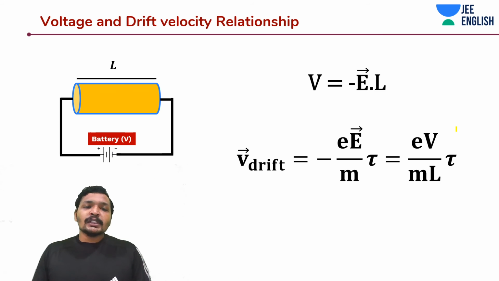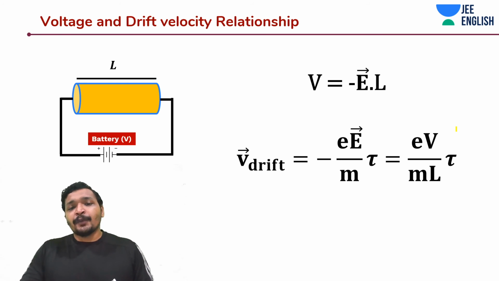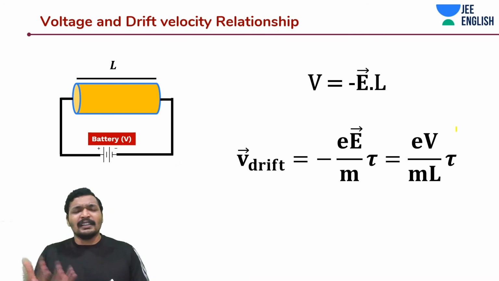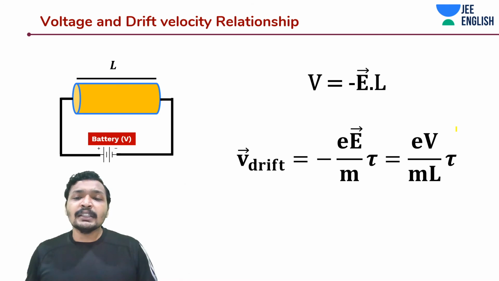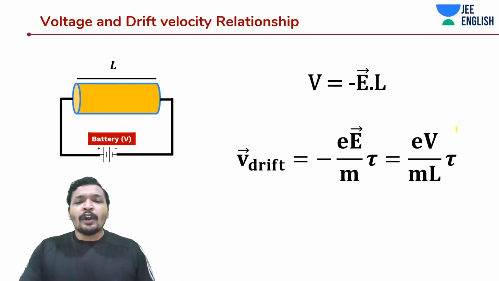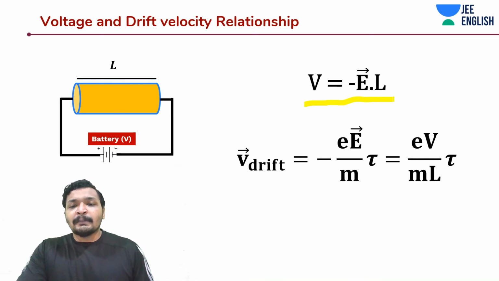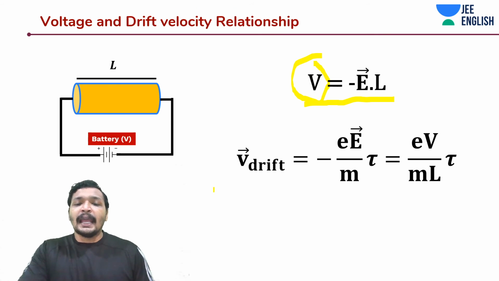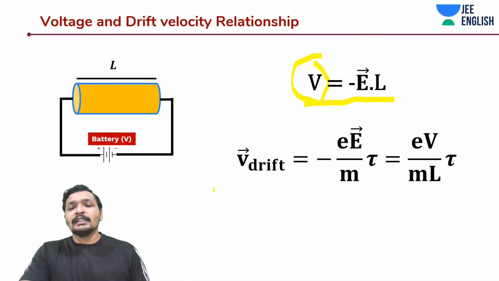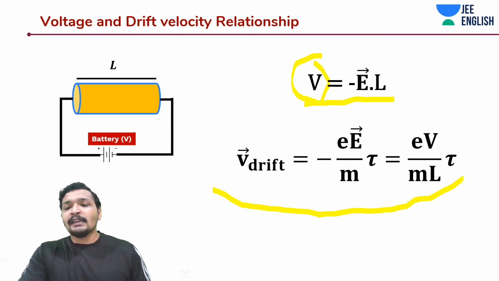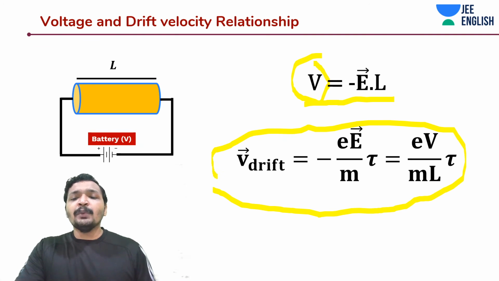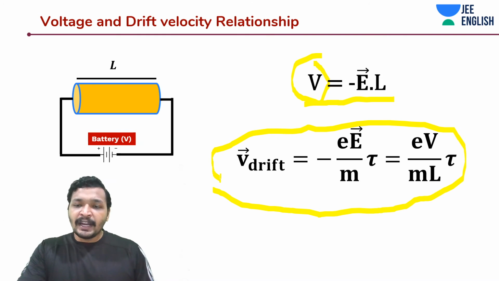But before that, we'll have a look at what happens if you want to derive it in terms of voltages, because in this particular topic we are going to deal with voltages. What you simply know from your past is that V is the integral of E dx, and then it is nothing but minus E into L. Voltage is going to be minus E into L, which means drift velocity when expressed in terms of voltages is going to be the same value divided by L, which is eV tau by mL.